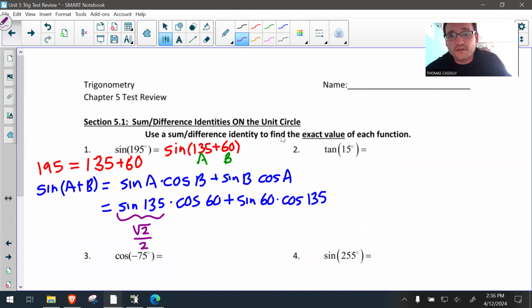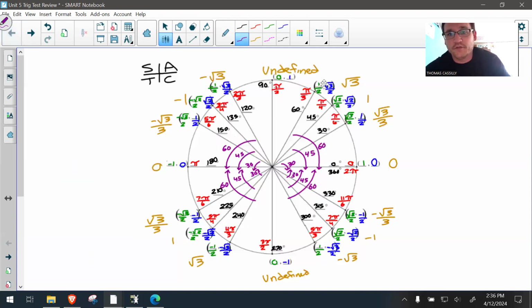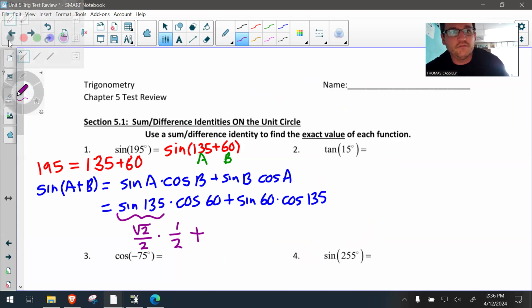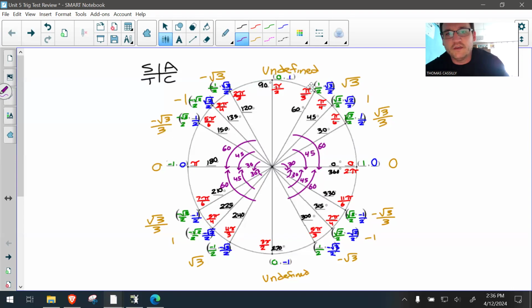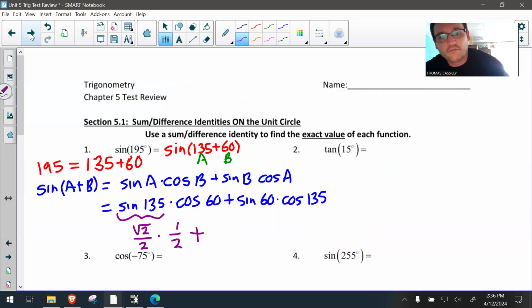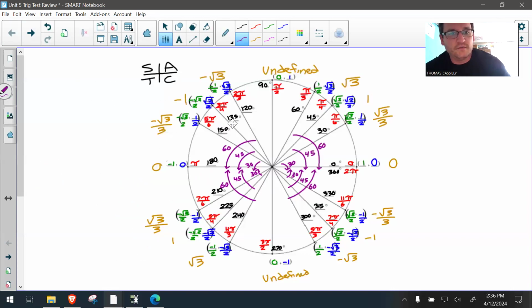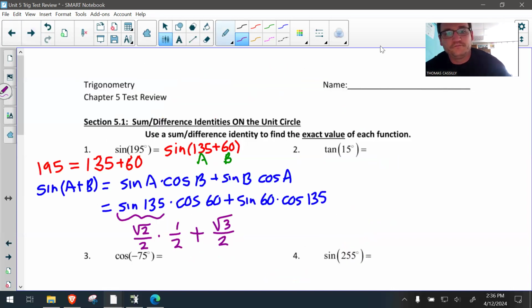The cosine of 60, just go look at your 60-degree angle. The cosine is that first one, that's 1/2. All right, so this is times 1/2, right? Then plus, now we have the sine of 60. The sine of 60, I believe, is square root of 3 over 2. So we have square root of 3 over 2, and then the cosine of 135 is negative square root of 2 over 2.